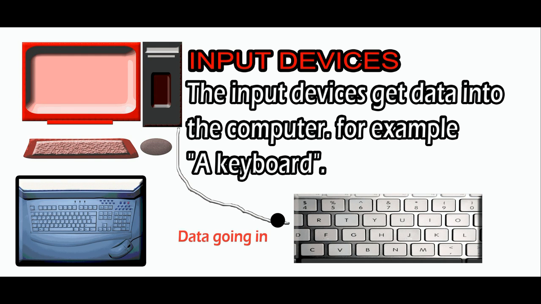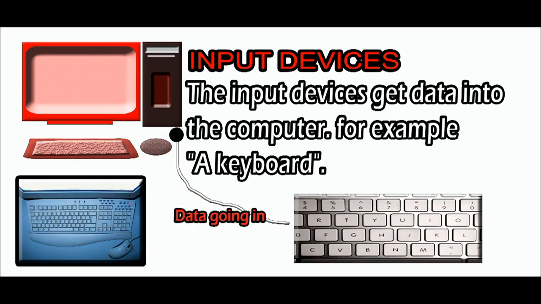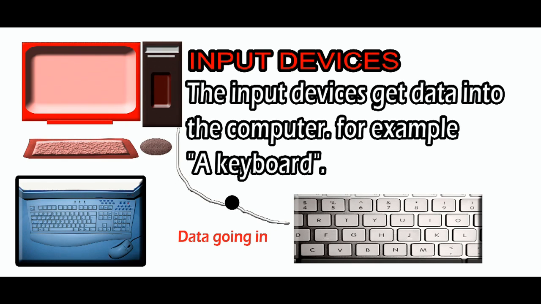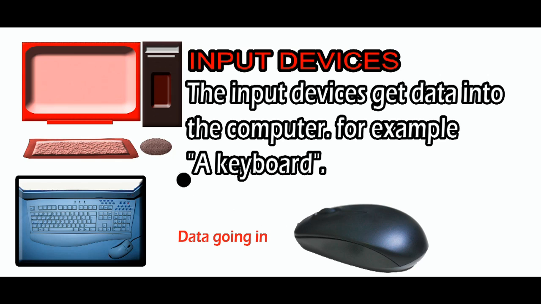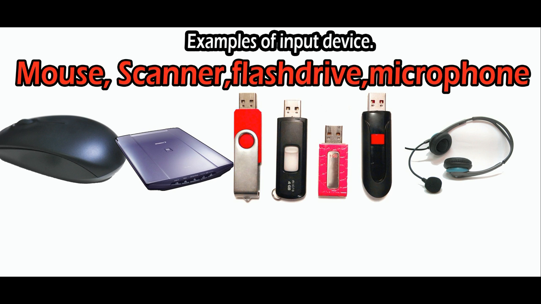First, the input device. The input devices get data into the computer. For example, a keyboard. A keyboard is an input device due to the fact that it sends data into the computer. Other examples of input devices are mouse, scanner, jump drive, microphone, etc. These devices are input devices because they are more likely to send data into the computer instead of receive data from the computer. And the reason why they are called input devices is because the data is coming into the computer.